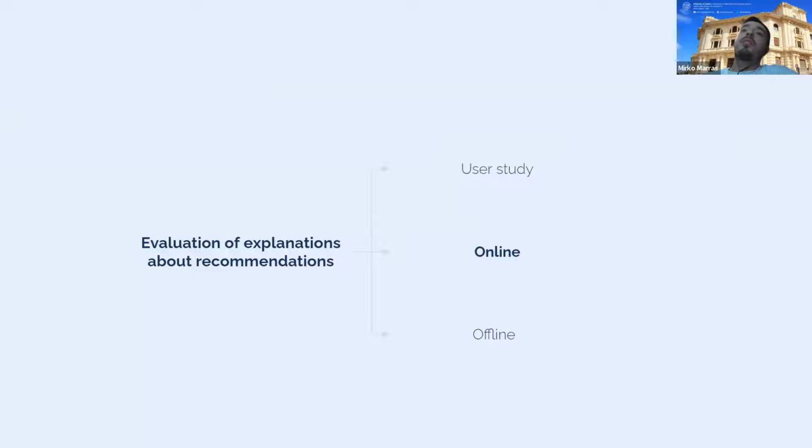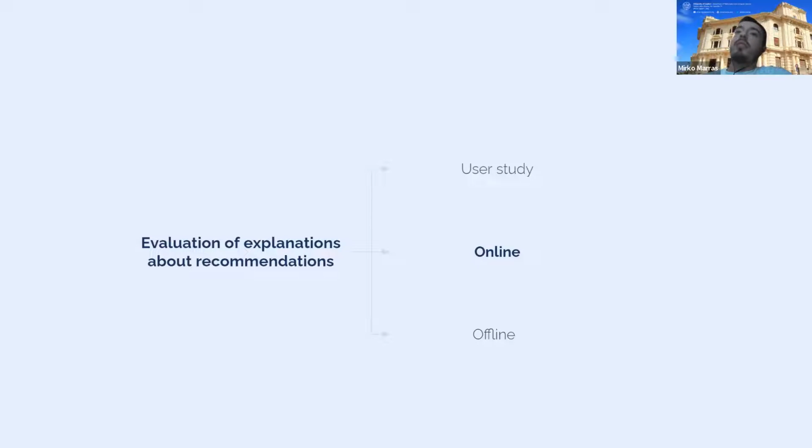With online evaluation instead, such as A/B testing, usually the selected users are exposed to the real experimental environment without their knowledge, so unconsciously. And the platform collects user behavior to study and compare the effectiveness of different strategies.